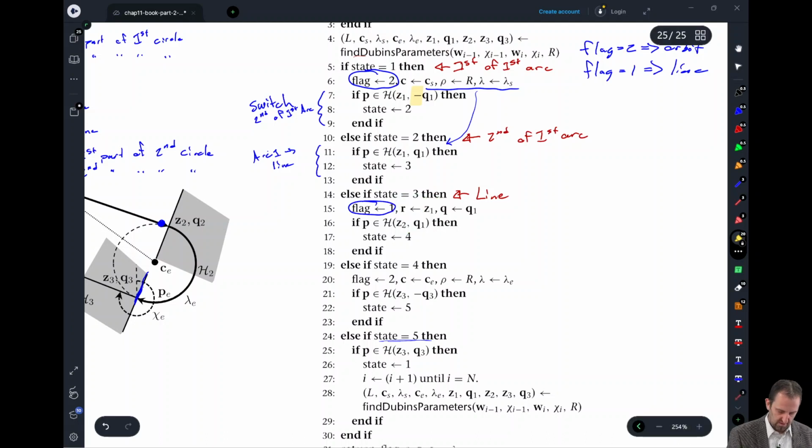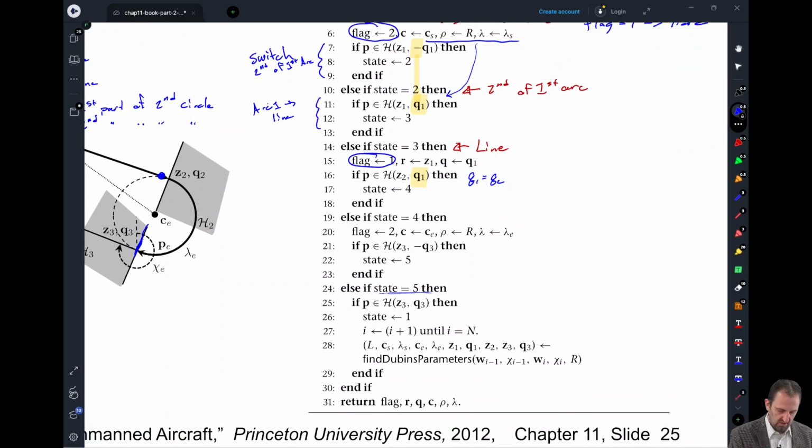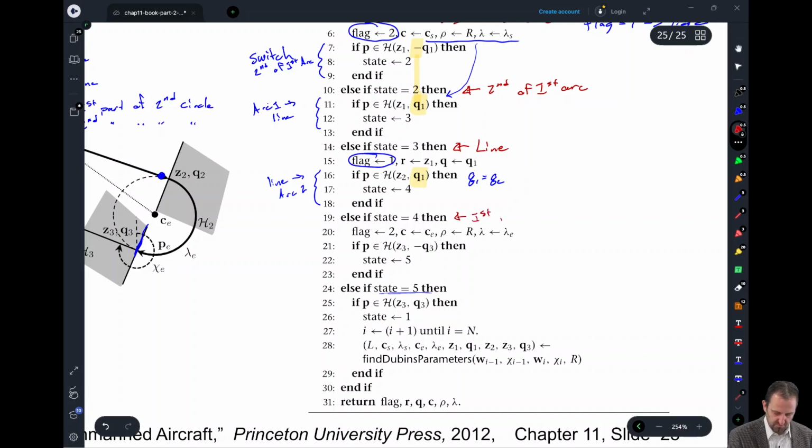I defined it earlier. I meant to highlight that Q1, so that you know these are the different ones. We do want to highlight Q1 here because Q1 is equal to Q2. We're executing the line until we determine that it's time to switch. This will go from the straight line to arc 2. So the first part of arc 2 is going to be state 4.